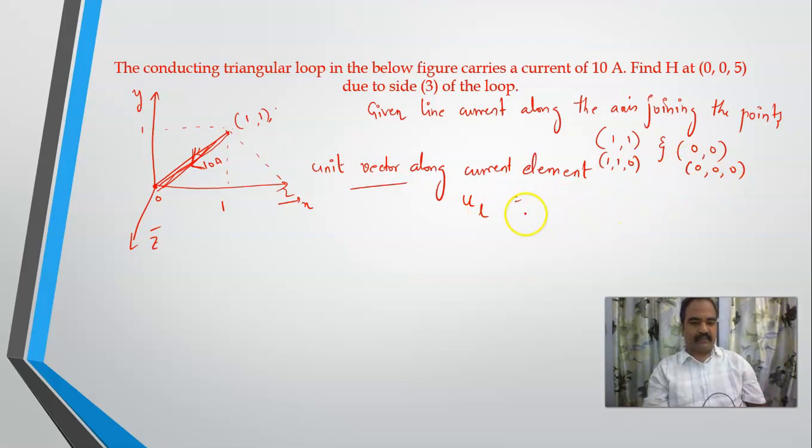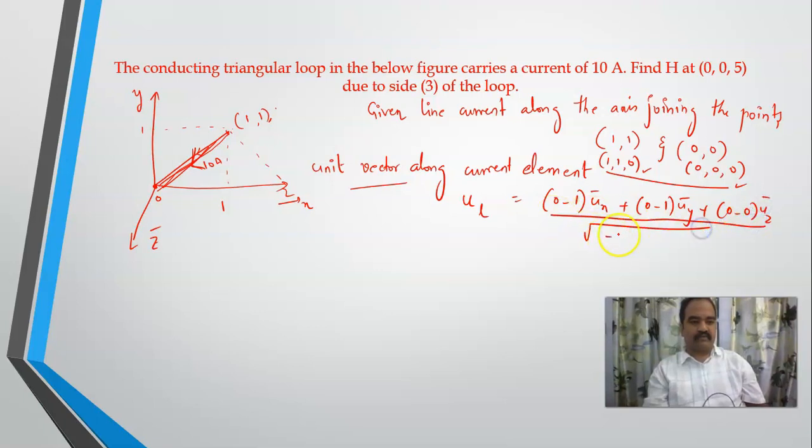Okay. So now what is a unit vector joining these 2 points? So starting point is this one, ending point is this one. So from the ending point, I am supposed to take (0 minus 1) ux bar plus (0 minus 1) uy bar plus (0 minus 0) uz bar, divided by the square root of minus 1 whole square plus minus 1 whole square plus 0 square. So what will you get here? In the bottom you will get root 2. In the top you will get minus ux bar minus uy bar plus 0, divided by root 2. This is the unit vector along the current element.